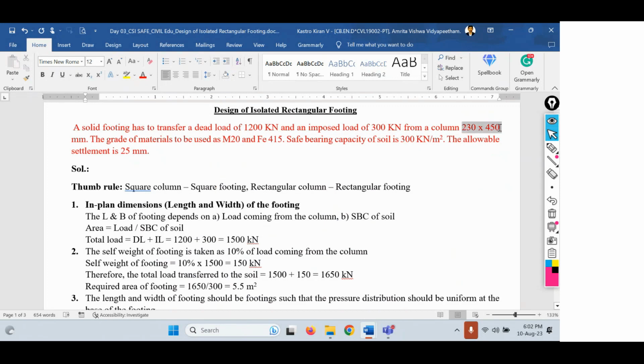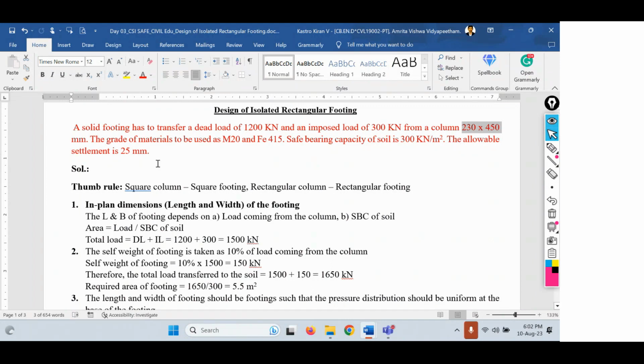column that is given. If it is a rectangular column, we have to design a rectangular footing. If it is a square column, we have to design a square footing. That's the usual thumb rule that people will follow in real-time scenarios. And there is no exact rule that for a square column, you should design only a square footing. But most of the time, it is something that is followed.